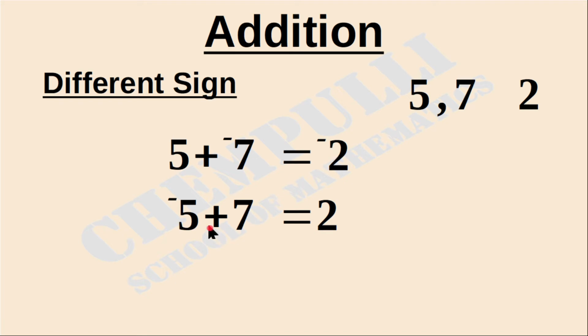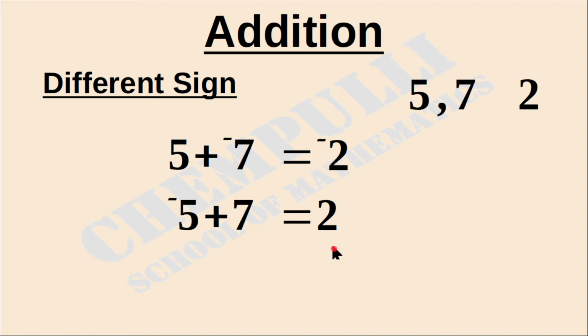But in the second case, the big number sign is positive. That means the only 7. Only 7 means it's a positive 7. That means we took that positive here. That is, we got positive 2. Clear? Then that means in different sign case, first thing is find the difference of those two numbers and write the big number sign.